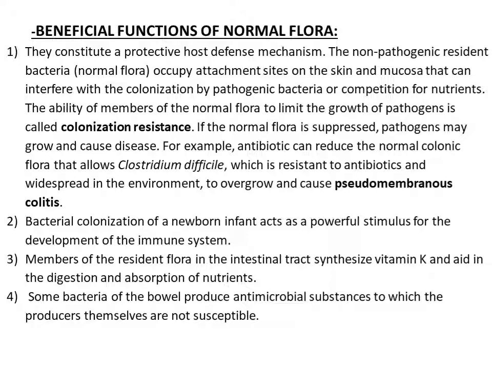So when these attachment sites are occupied, they don't allow the pathogenic microorganism to attach, or there is competition for nutrients. The ability of members of normal flora to limit the growth of the pathogen is called colonization resistance. If the normal flora is suppressed, pathogens may grow and may cause disease. For example, antibiotics can reduce the normal colonic flora, which allows Clostridium difficile, which is resistant to antibiotics and widespread in the environment, especially in the hospital environment, to overgrow and cause pseudomembranous colitis.